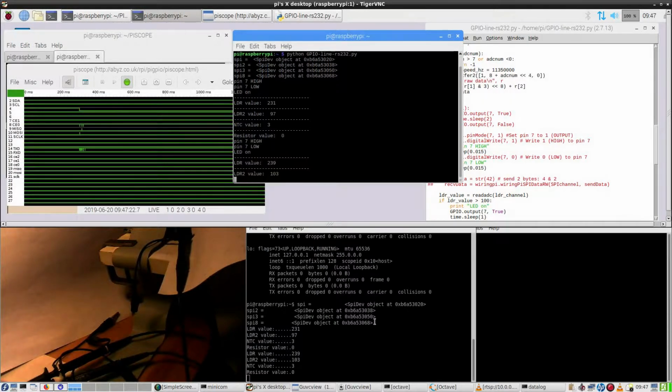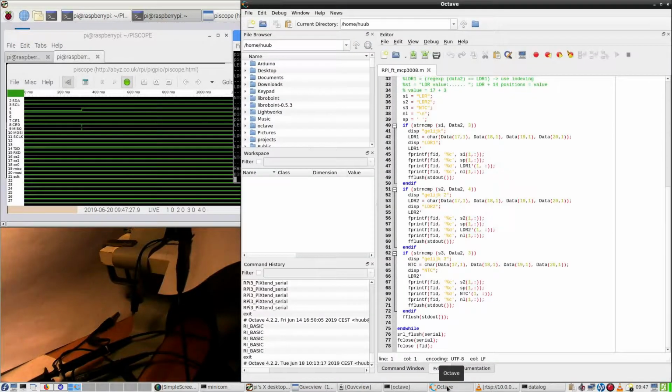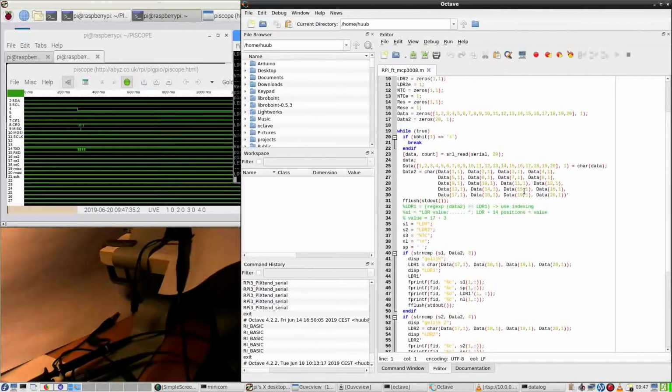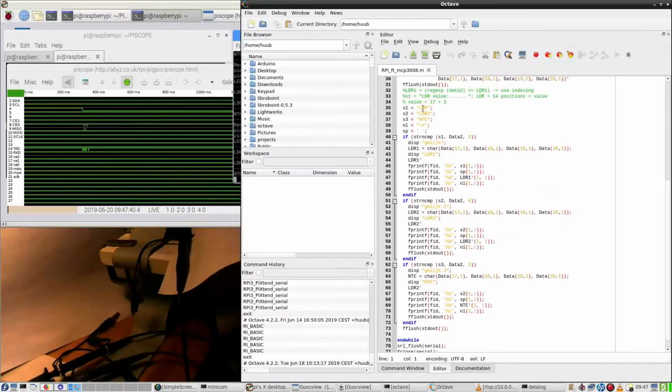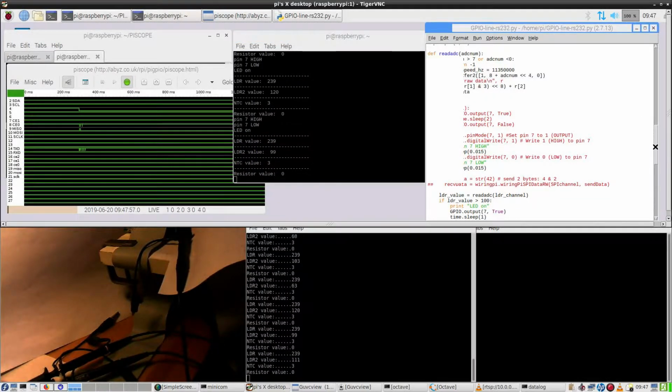There things go. Also, what I was talking about is of course Octave, which is supposed to read and then detect either LDR, LDR2 or NTC, where everything is then put into a data log. And of course it is imminent that you send the right stuff over.